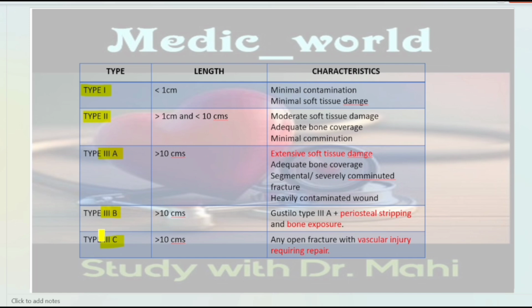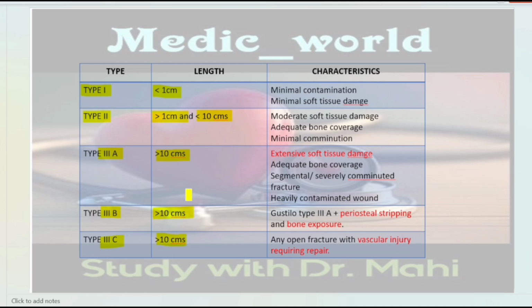First of all, let's discuss the length of each wound. Type 1 is the simplest one, that is the puncture wound less than 1 centimeter. Type 2 is the lacerated wound which is more than 1 centimeter and less than 10 centimeters. And type 3 are all the lacerated wounds more than 10 centimeters.